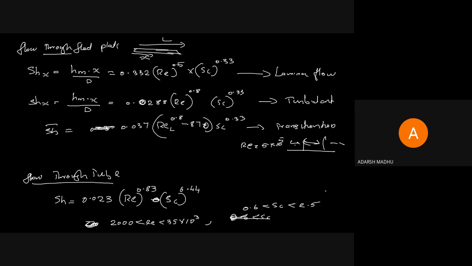It is the Sherwood number as such. There are equations for the Sherwood number in the laminar, turbulent, and transition regions. For flow through tube, the single equation is 0.023 RE raised to 0.83 into SC raised to 0.44. The condition for flow through tube is RE greater than 2000, and SC in the range 0.6 to 2.5. Okay, these are the equations we are using to do the problem.